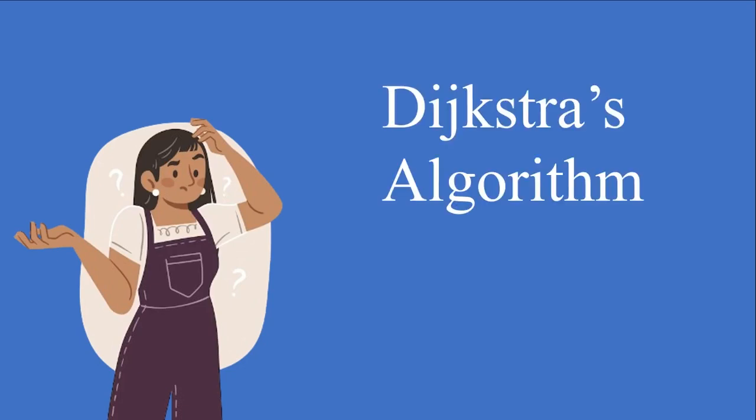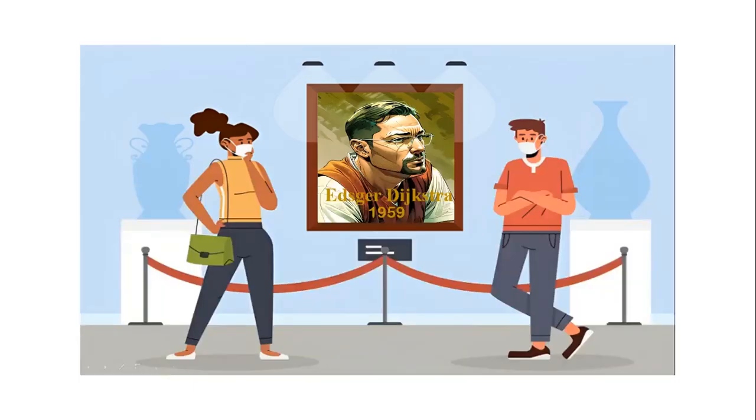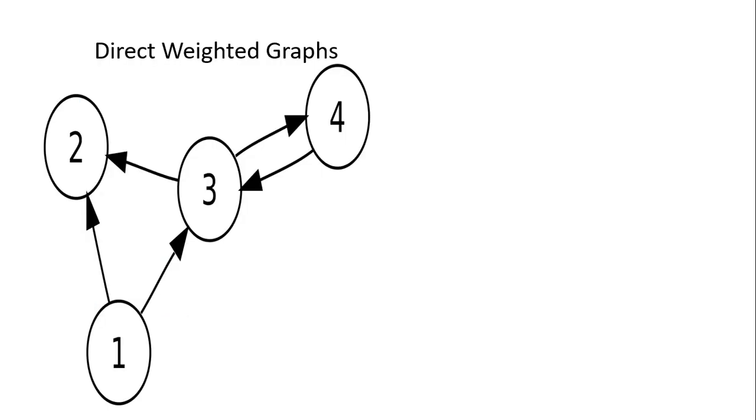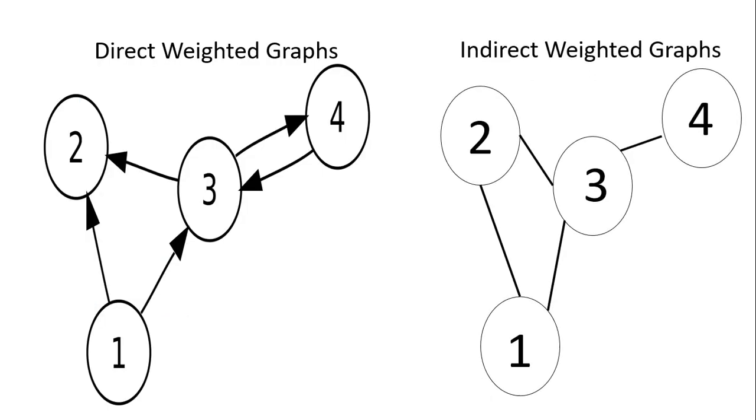Dijkstra's algorithm. Dijkstra's algorithm was published in 1959 and was named after its creator, the Dutch computer scientist Edsger Dijkstra, and it can be used in a weighted graph. The graph can be directed or undirected. One stipulation in using the algorithm is that the graph needs to have a non-negative weight on every edge.